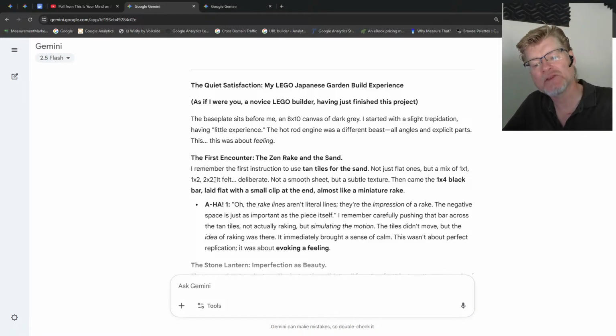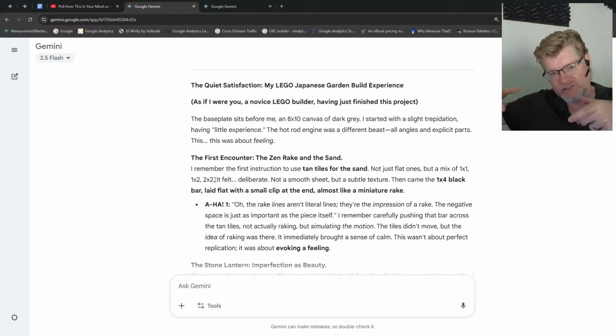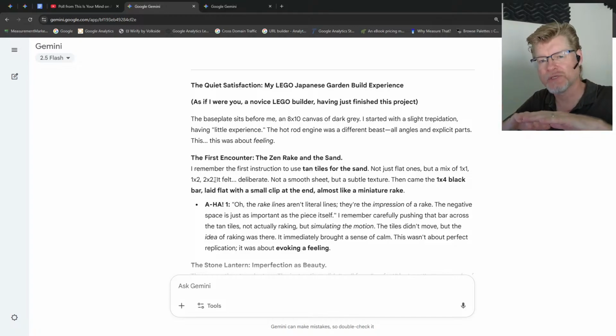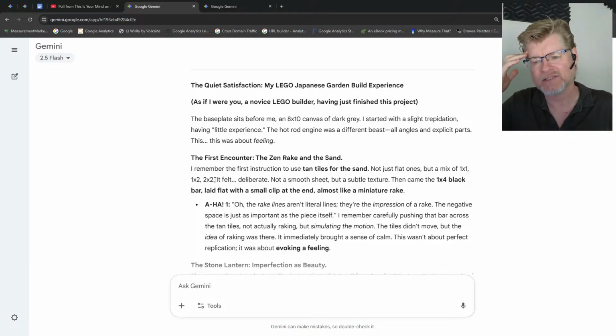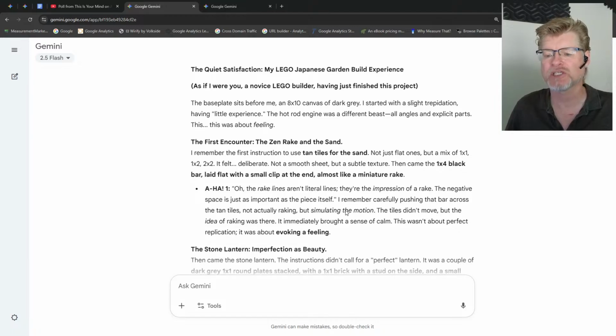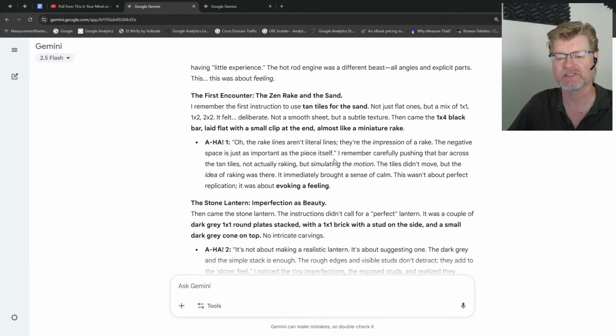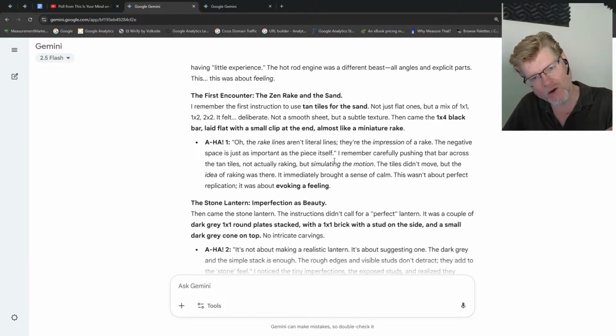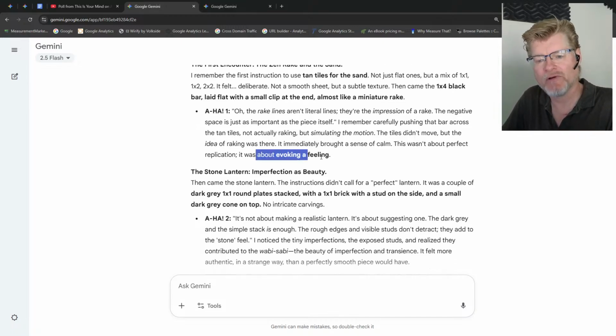It's giving me the recipe without giving me a list of stuff. It's like, oh yeah, subtle texture. You're doing different pieces. I can see what that's like, and I don't know how to do Lego, but I can already start to experience kind of what it's doing here. Oh, the rake lines aren't literal lines. They're the impression of a rake. The negative space is just important to the piece itself. I can see what it's doing, and I'm like, whoa, imagine the level of detail I can do with Lego. That's pretty cool. Right? It wasn't about replication. It was about a feeling.